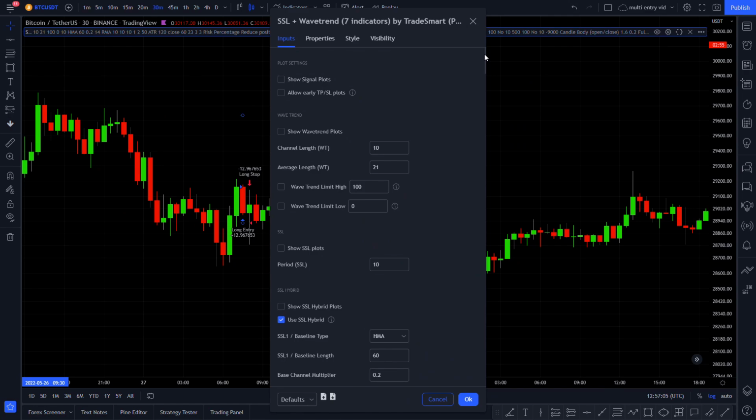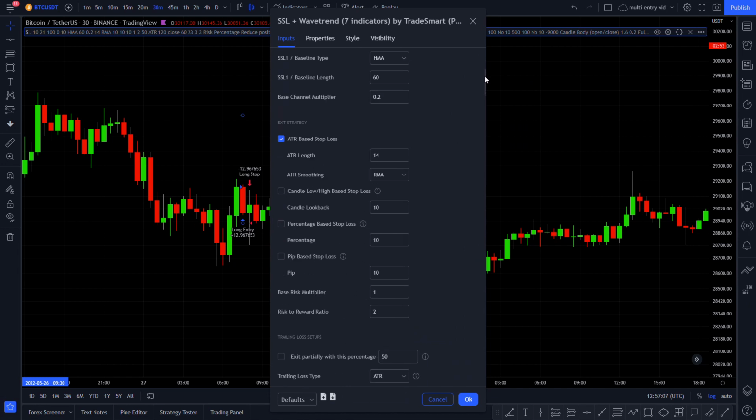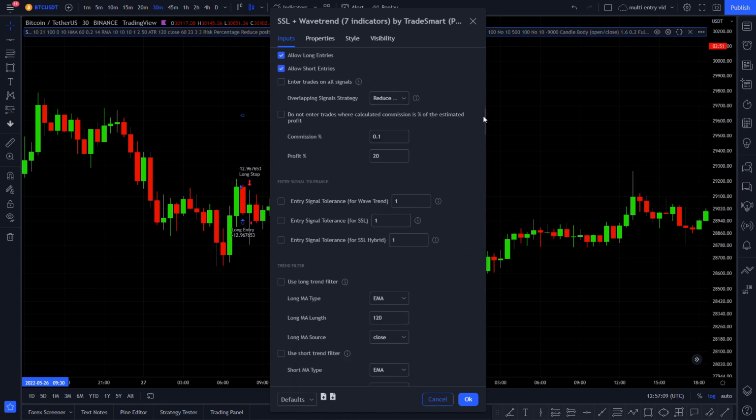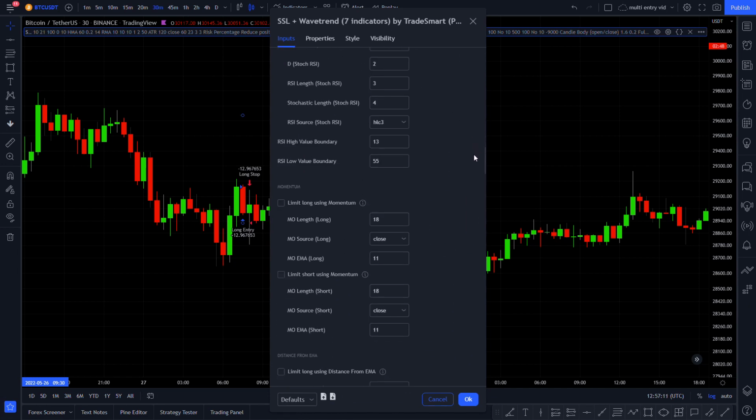Previously, we have used this indicator to build one of the most complex premium TradingView strategy scripts we have, the SSL plus Wave Trend 7 indicator strategy.